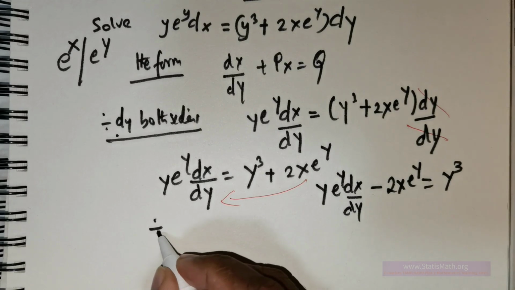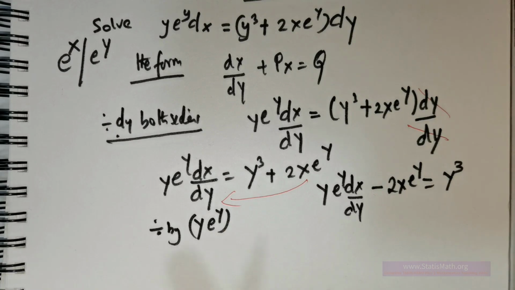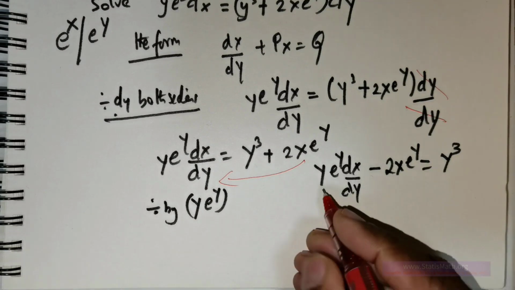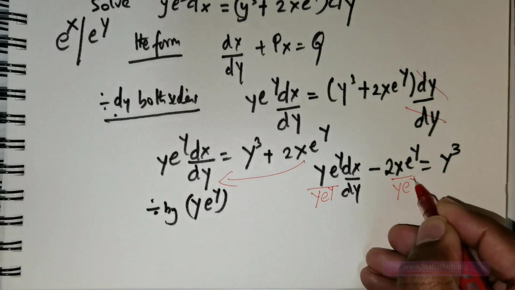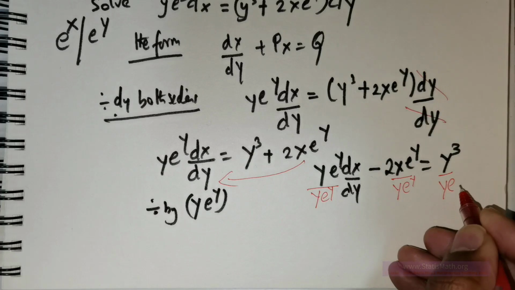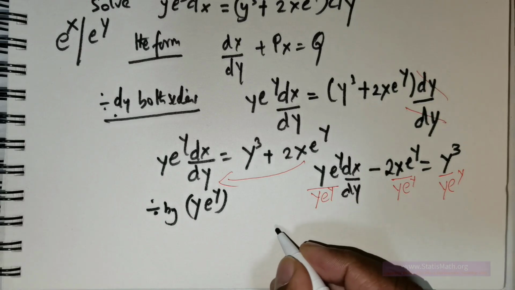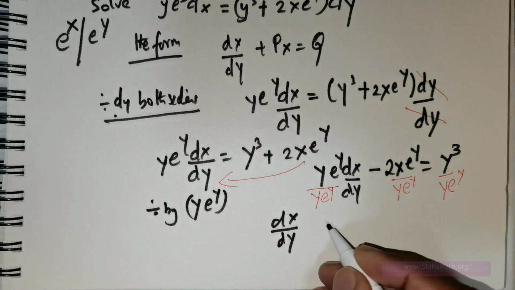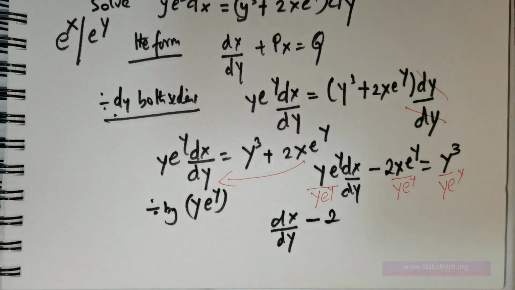So for that, I'm going to be dividing everything by y times e raised to the power y. Now when you do that, clearly these two quantities are going to get cancelled, giving me dx over dy, that's one quantity, minus 2 times x. Now I've got e raised to the power y in the denominator and e raised to the power y in the numerator, so these quantities can be cancelled.